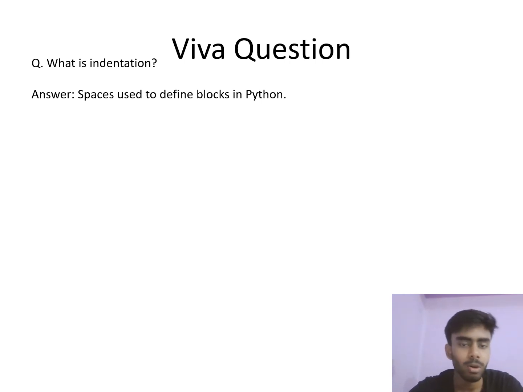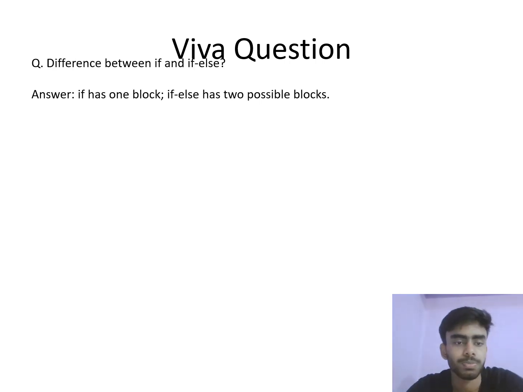Space used to define a block in Python. The space we use, like if we write if then a condition, and for writing the statement we use indentation. The space we use by using tab, that is indentation. Now come to the next question.